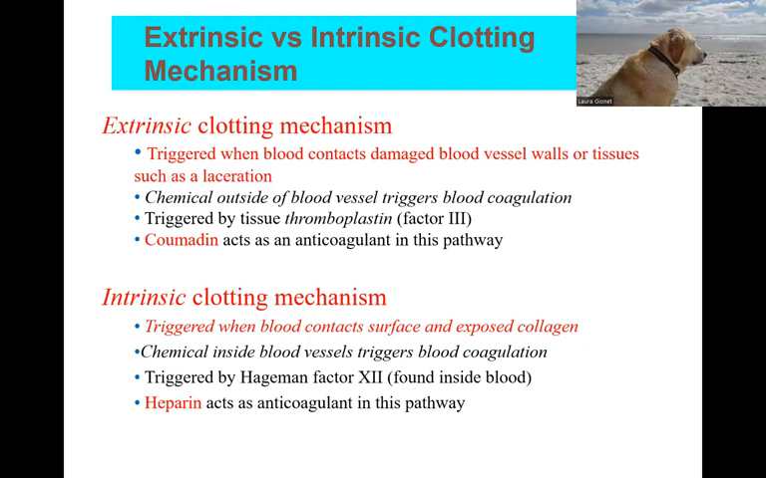turbulence. It also comes in contact with unusual surfaces when you do a blood draw. Let's say you're doing venipuncture and getting a specimen of blood. As the blood passes through the needle and the vacutainer it's being stored in, it's coming across an unusual surface that can trigger this intrinsic pathway of clotting. So chemicals inside the blood vessel trigger the blood coagulation, and heparin is the anticoagulant in this pathway.